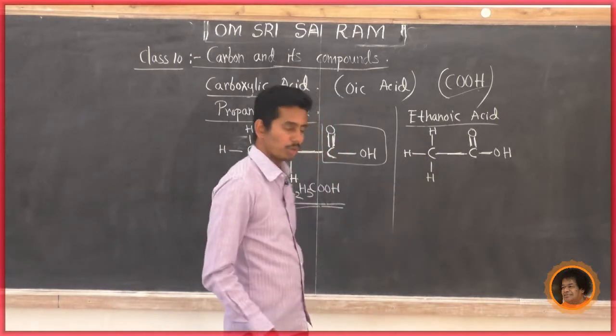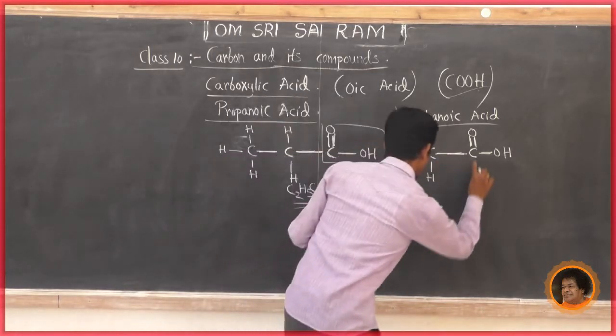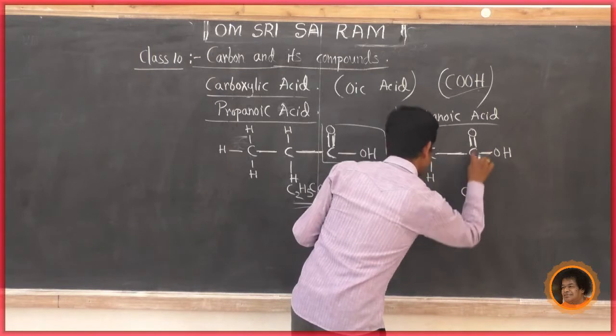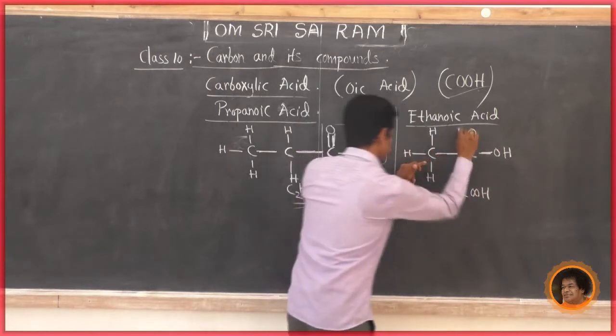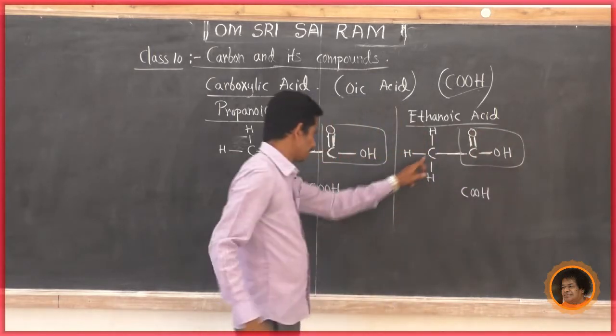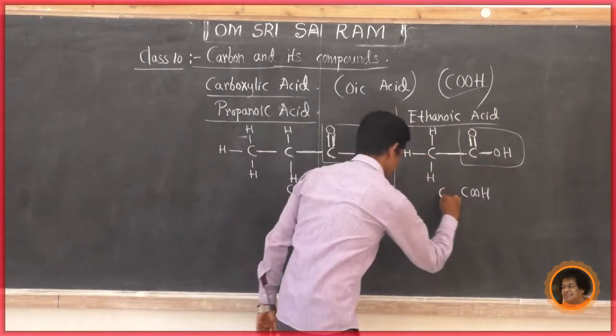Using this, write the molecular formula. First write the functional group COOH. Now how many carbons are left? This portion is over now. 1 carbon, so C1.